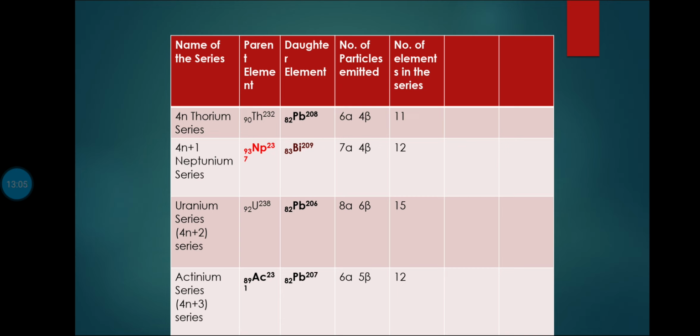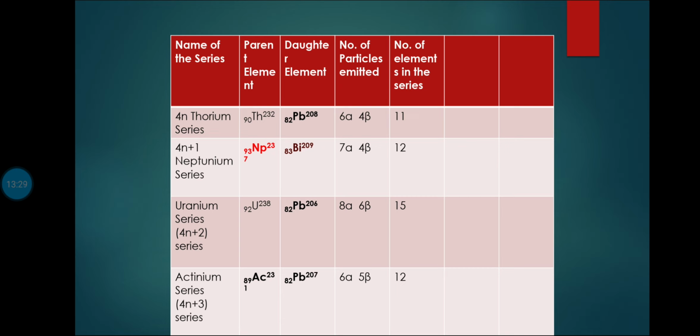One is the 4n series, the thorium series. The parent element is thorium 232. The daughter element is the stable isotope of lead. Here in this series, 6 alpha particles and 4 beta particles are emitted. The number of elements in this series is 11.